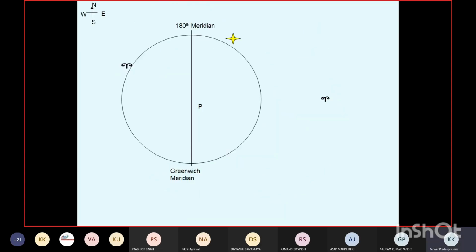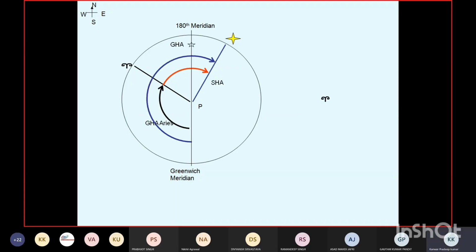Declination, polar distance. And we come to this, hour angles. So now maybe you'll understand better. We are looking from the north of the celestial pole. P is in the center. Greenwich meridian is down. 180 degrees is above. There is the first point of Aries, and there is a star. So this is GHA Aries. This is SHA star. And the total is GHA star, which is what we had done some time back. GHA star equals GHA Aries plus SHA star.